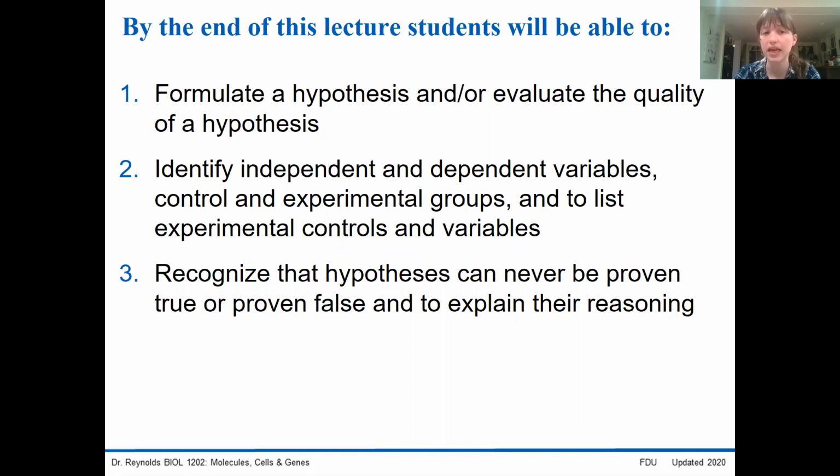You'll independently identify both the independent and dependent variables, control and experimental groups, as well as list those experimental controls and variables. This is going to be done for each experiment, and I can give you any type of experiment, as well as recognize that hypotheses can never be proven true or proven false, and understand that this is based on the fact that we can never account for every variable in a given situation.